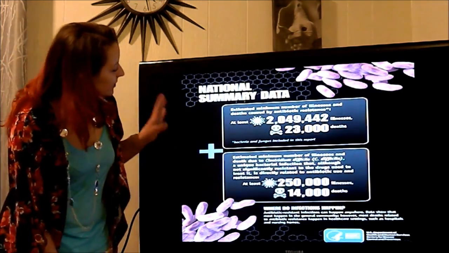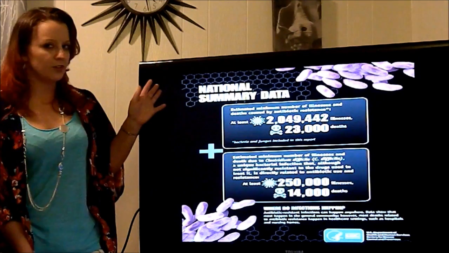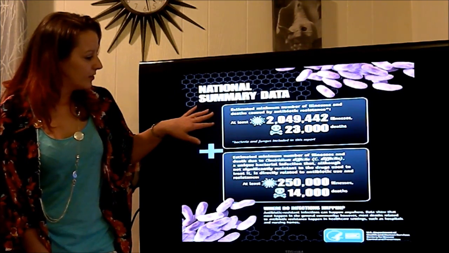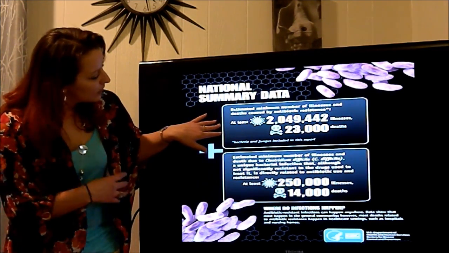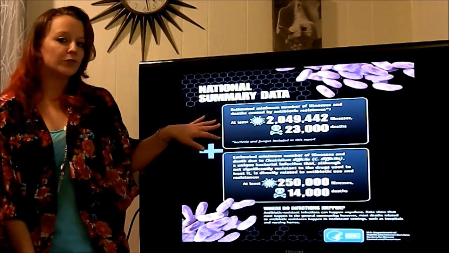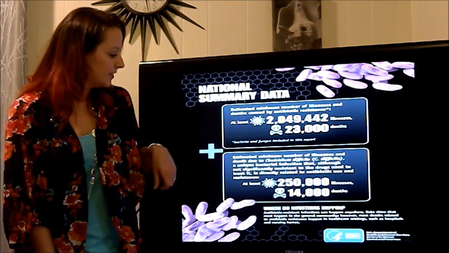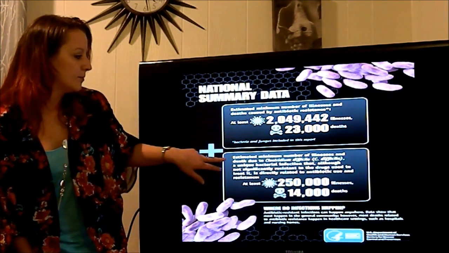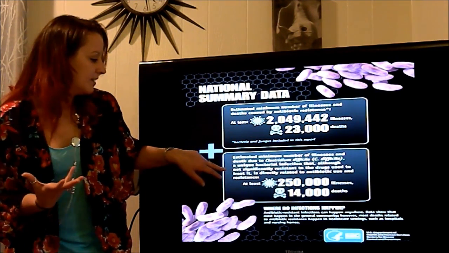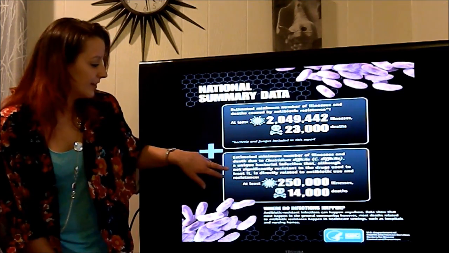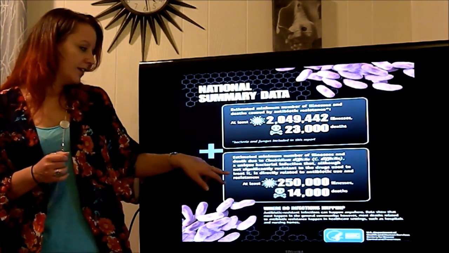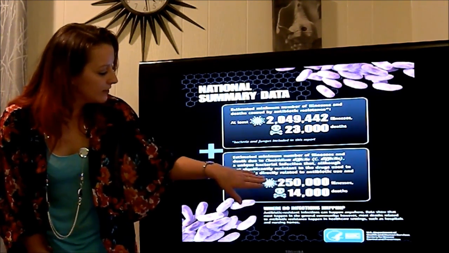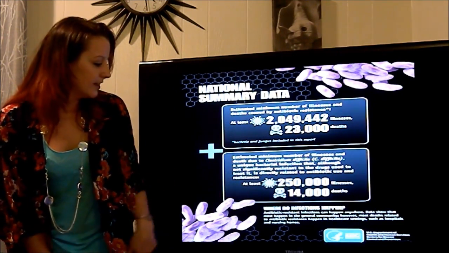And this is just some statistics. Here's the national summary data for the United States. Estimated minimum number of illnesses and deaths caused by antibiotic resistance: at least 2,049,442 illnesses and 23,000 deaths. Estimated minimum number of illnesses and deaths due to Clostridium difficile. C. diff is a unique bacterial infection that, although not significantly resistant to drugs used to treat it, is directly related to antibiotic use and resistance. So at least 250,000 illnesses and 14,000 deaths.